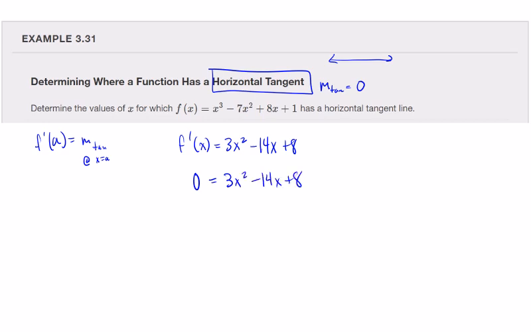Okay, and then from here we can use the quadratic formula. You can factor, whatever works for you. Let's do the quadratic formula. We haven't used that in a while, or maybe not. We might not have ever used that in our class. So this is A, B, and C.